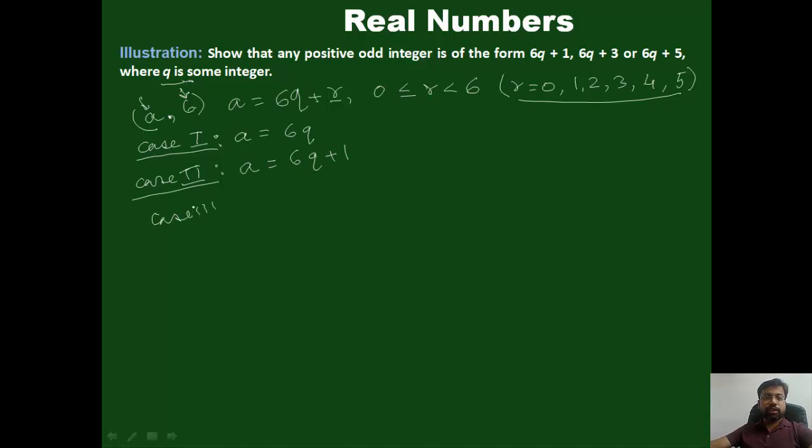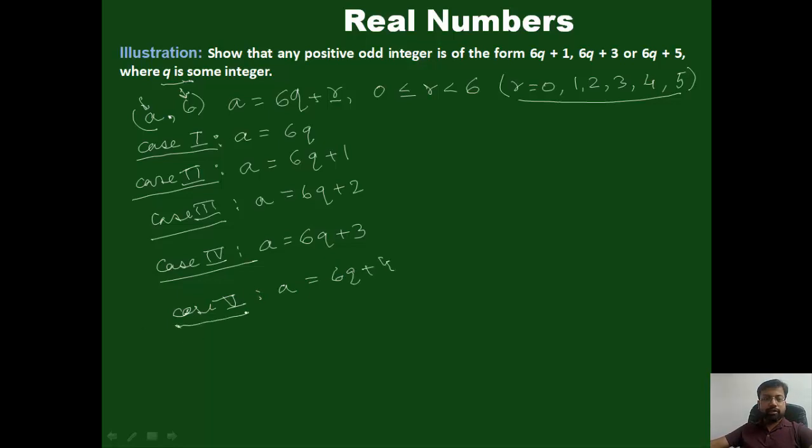What is the third possibility for the number a? It can be a is equal to 6q plus 2. Case 4 would be a is equal to 6q plus 3, case 5 would be a is equal to 6q plus 4, and the last case, case 6, will be a is equal to 6q plus 5.